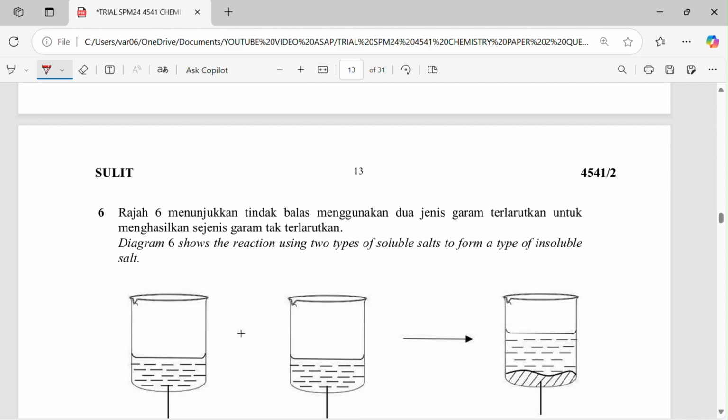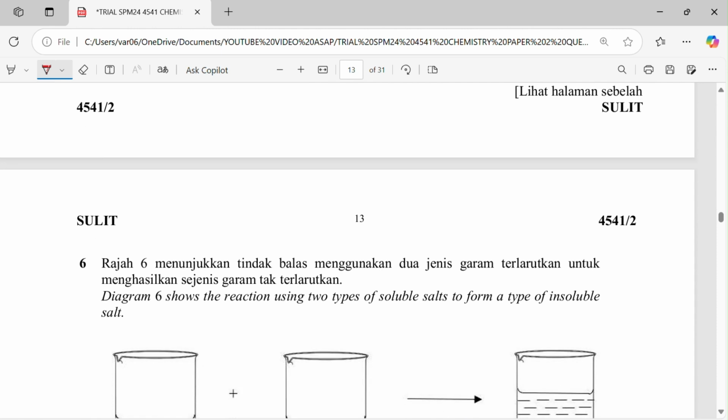Alright? So yeah. Now wait, let me just explain 4 jenis garam. So you have garam jenis nitrat, garam jenis karbonat, garam jenis klorida, and garam jenis sulfat. So for nitrat, all types of garam nitrat are soluble in water. It will larut dalam air. For chlorida, semua jenis klorida, correct.